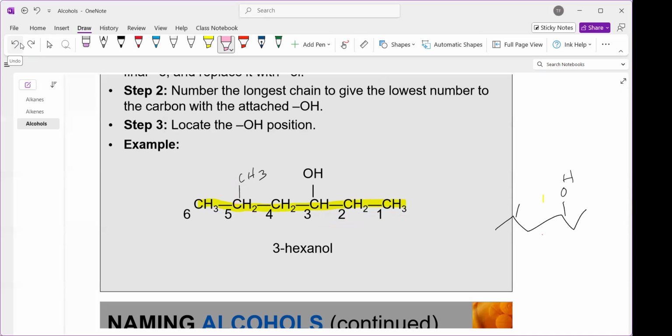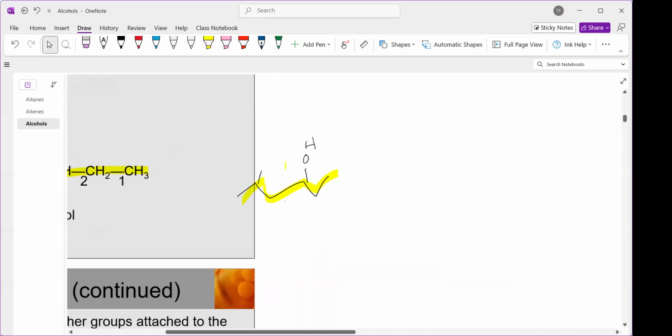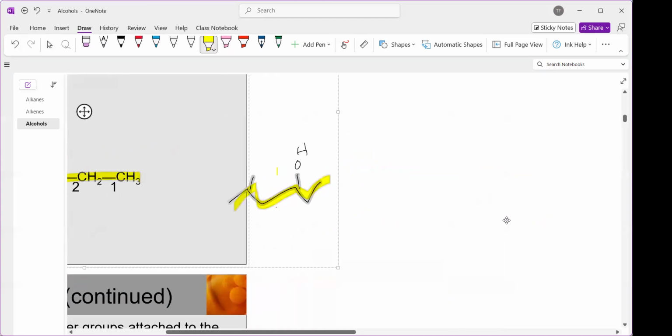Okay, so it's like all the other naming in 3 parts. Parts 2 and 3 are required. Part 1 is optional, depending on if there's any branching. Okay, so we've got 1, 2, 3, 4, 5, 6.